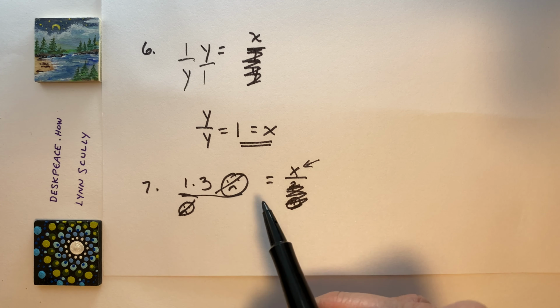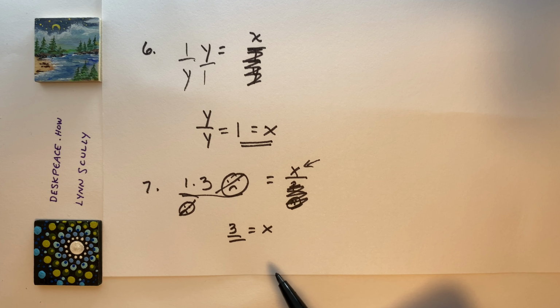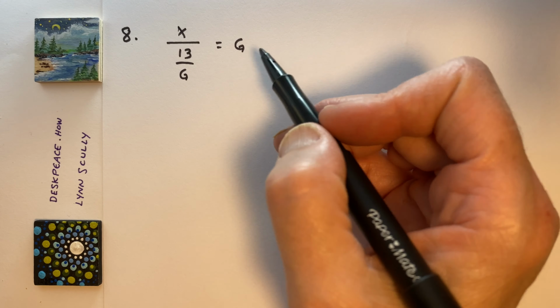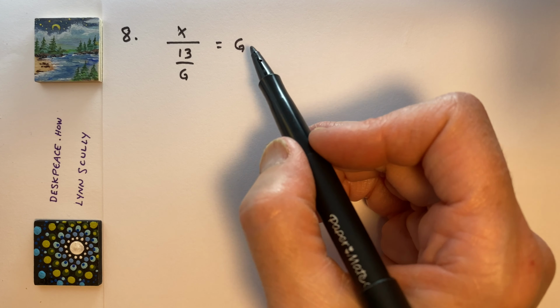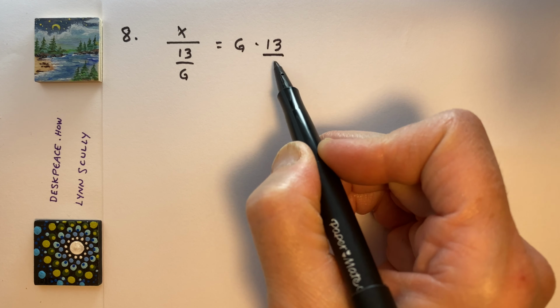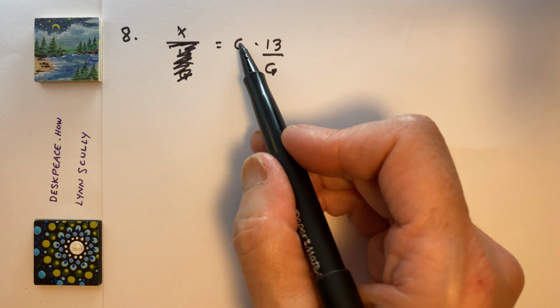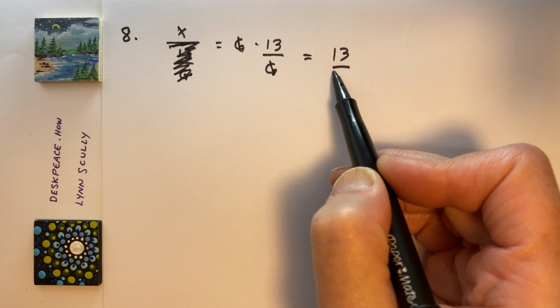So I'm getting 1 times 3. 1 times 3 is 3. My answer is 3. Number 8, x over 13 over g equals g. I want to get x alone. 13 over g is attached by division. Move it by multiplication to the other side of the equal sign. G over g reduces to 1, and my final answer is 13.